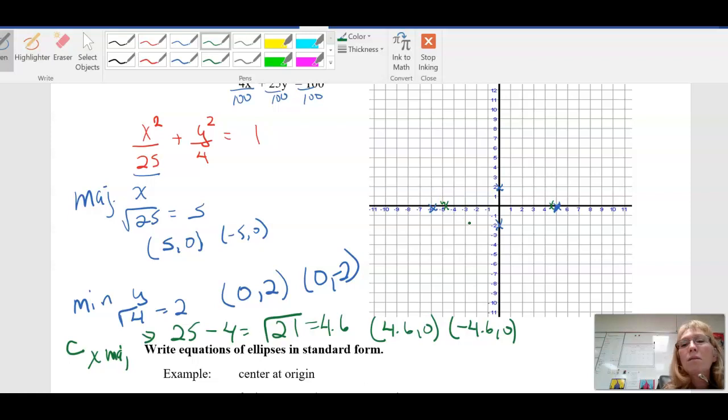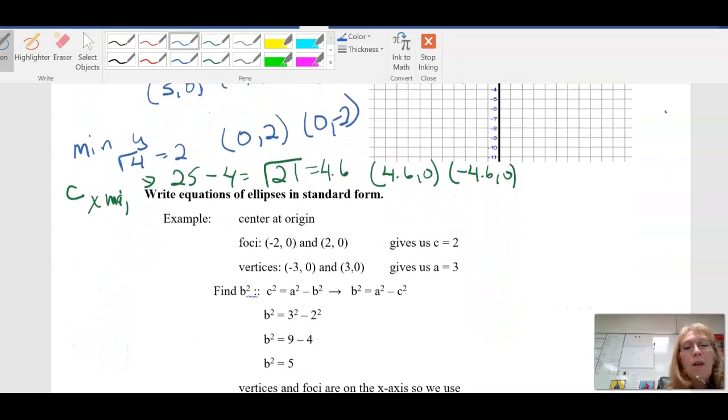4.6. Did I graph that? Oh, wow, I can't graph on 5. Shame on me. Put that back down. I did it again. Okay, and draw in your ellipse. All right, I hope you did a good job.